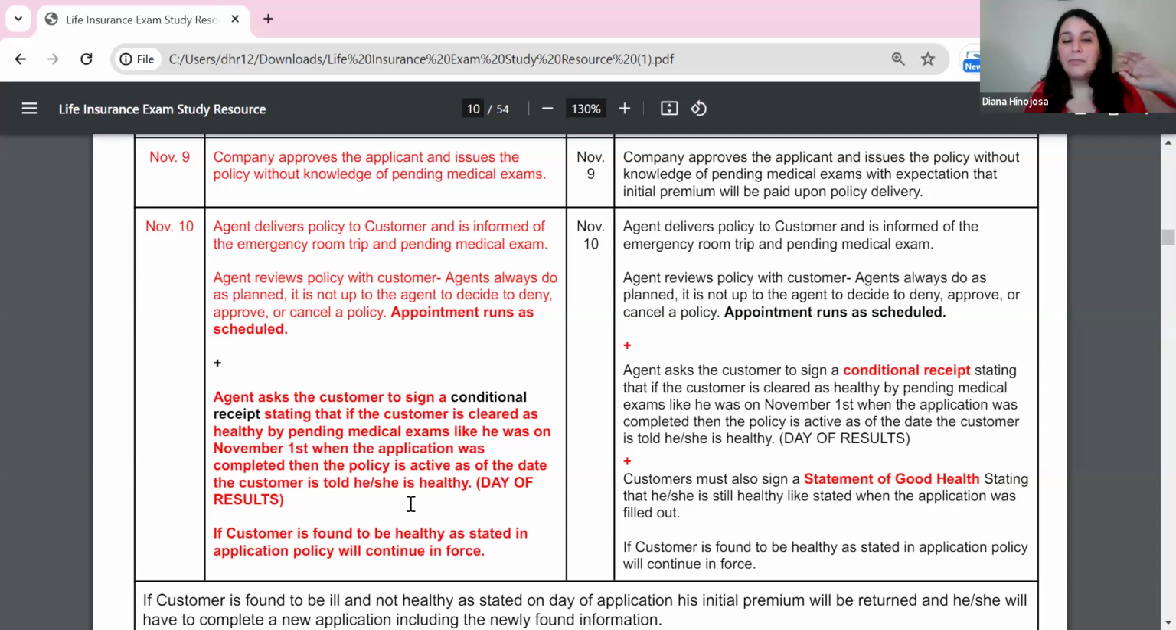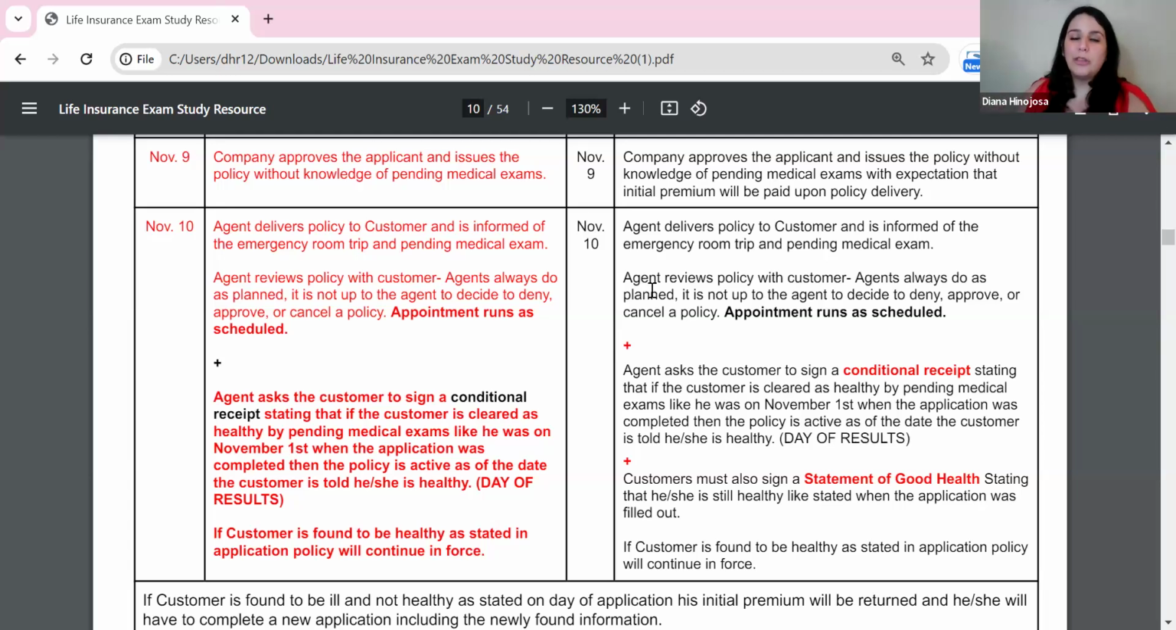All right. So that conditional receipt, both situations, we have to give them that. So they have to meet the condition of being healthy, like they said they were on the 1st, on your application date. And we're not going to activate the policy until the doctor says you're healthy. Now, that is that situation where they paid the first day. Now let's go to the other side where they decided to pay the day of their policy delivery.